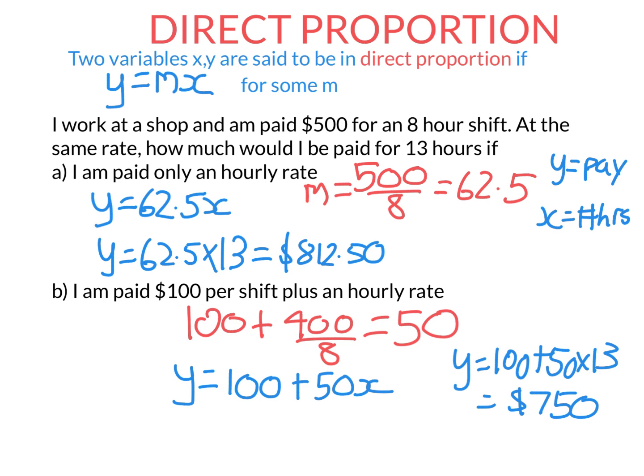But we need to know about direct proportion. Your pay is directly proportional to the number of hours you work when and only when you are only paid an hourly rate. You're not given some other allowances. All right, let's now look at a harder question.